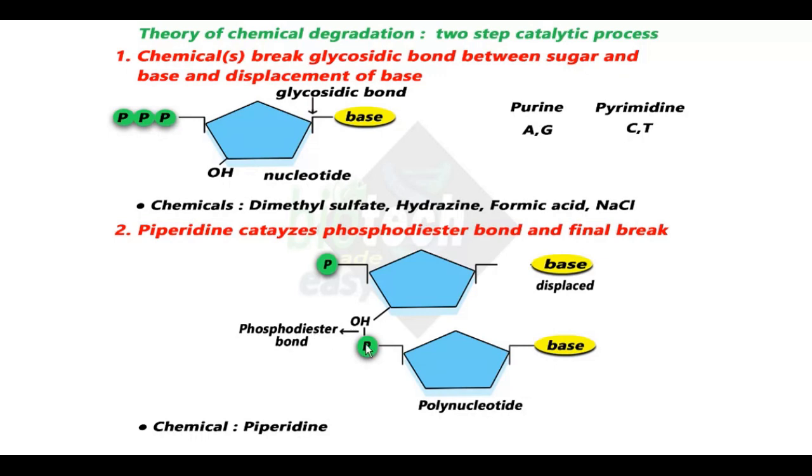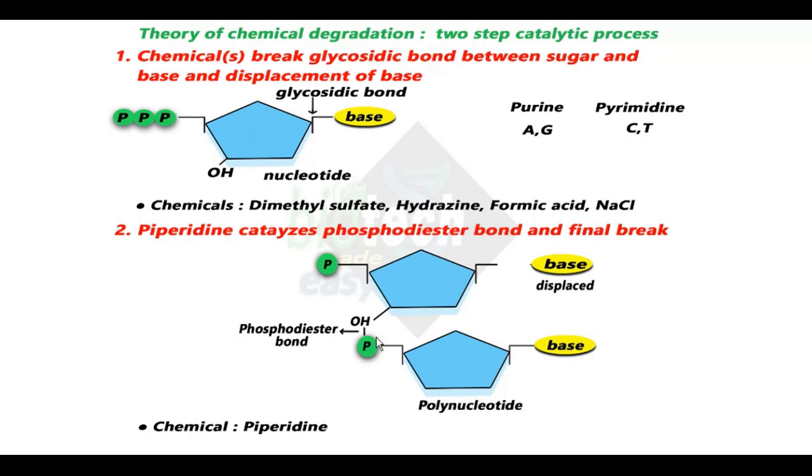See, this is a polynucleotide chain. I have shown only two nucleotides, but it must be a long chain. The first nucleotide is here. You see, the base has already been replaced because of this first step. But the phosphate is still there, and at the OH hydroxyl group, this is the 3' end of this 3 carbon sugar, and the phosphorus of this particular nucleotide will get attached to it, and a phosphodiester bond is formed. Although the base was displaced, it is still attached to the polynucleotide chain.